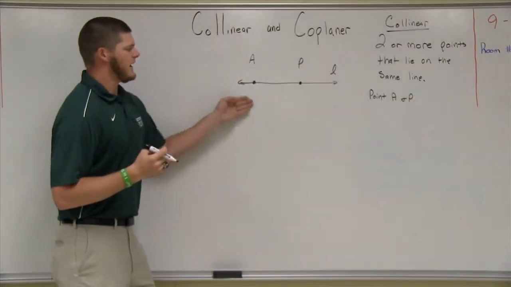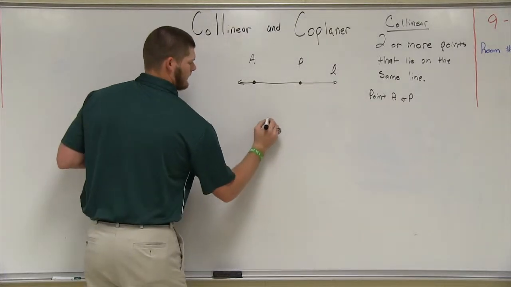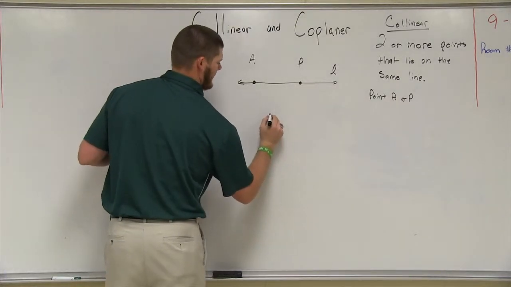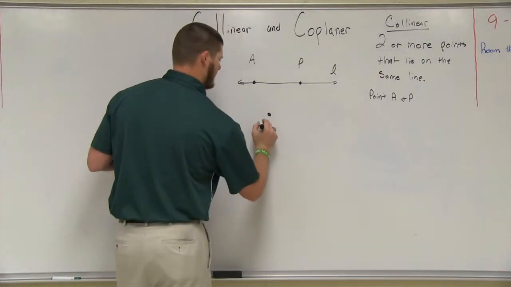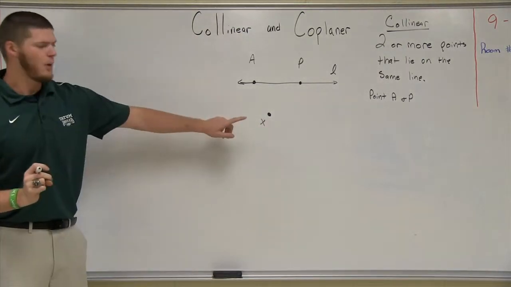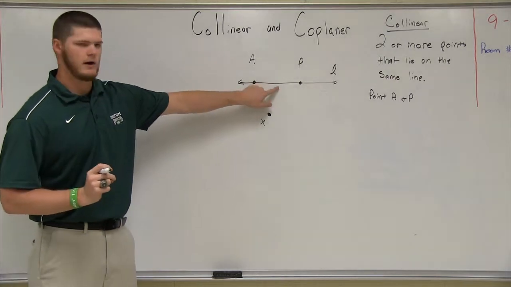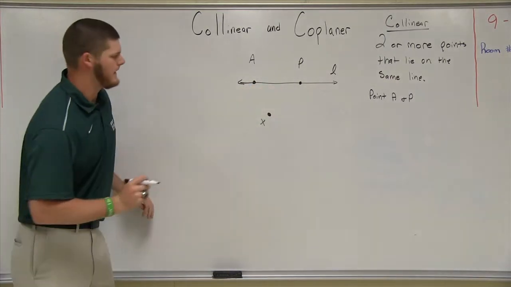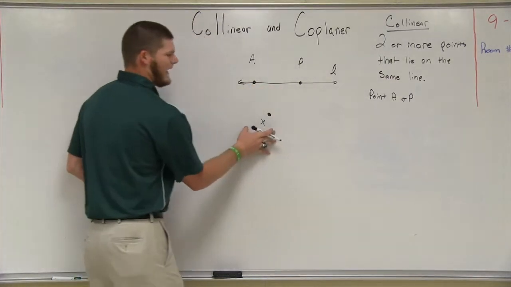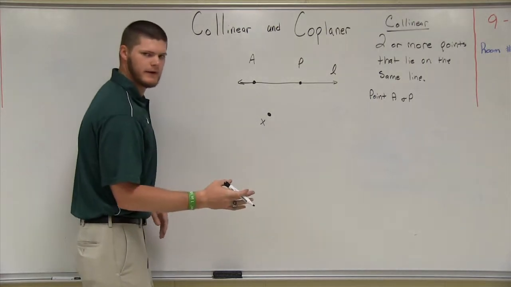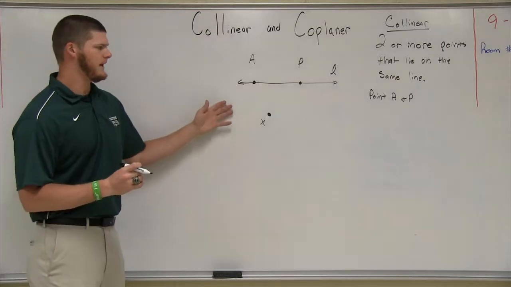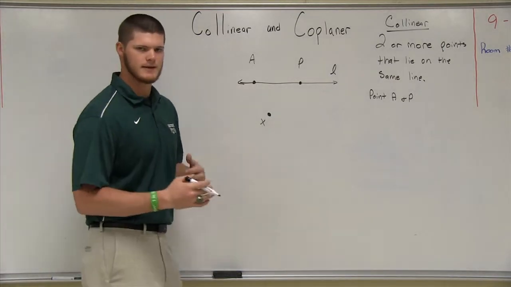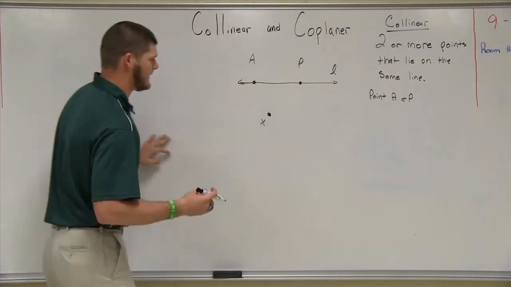But we can also have a line and have a point that is not on that line. Let's call this point X. This point does not lie on this line. So what we would say is that point X is not collinear. So if we were asked, true or false, point A and point P and point X are collinear points, this would be a false statement.